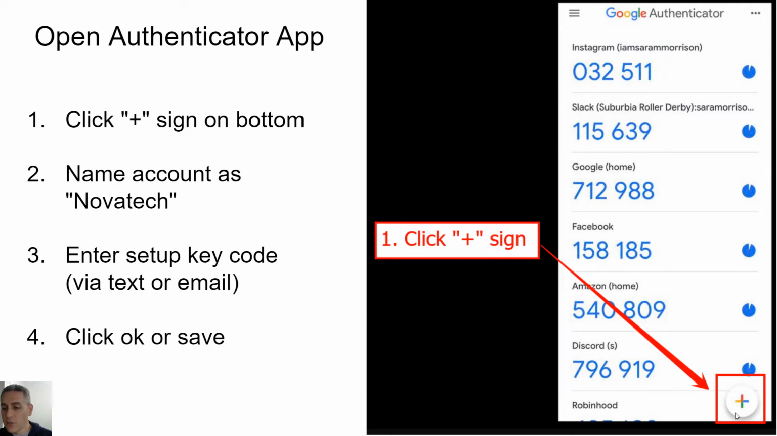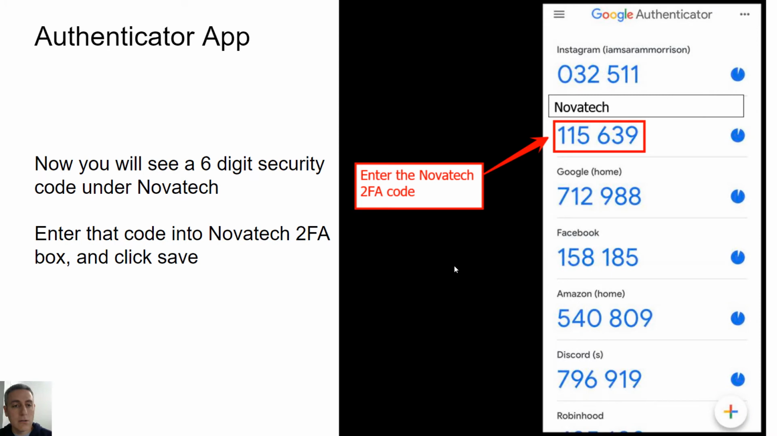You're going to go down to the bottom, you're going to click the plus sign. Step 2, it'll ask you to name the account. You're going to name it as Novatech. You can name it whatever you want, but I would suggest name it as Novatech. Step 3 is, there'll be another screen that's going to ask you for a setup key code. That's the key code that you just got either by text or email from Novatech. Go to that email or the text that you received, copy the setup code, and paste it in where the authenticator is asking for it. And then you'd simply click OK or Save. From that point on, now you'll see Novatech somewhere in your Google Authenticator main page here.